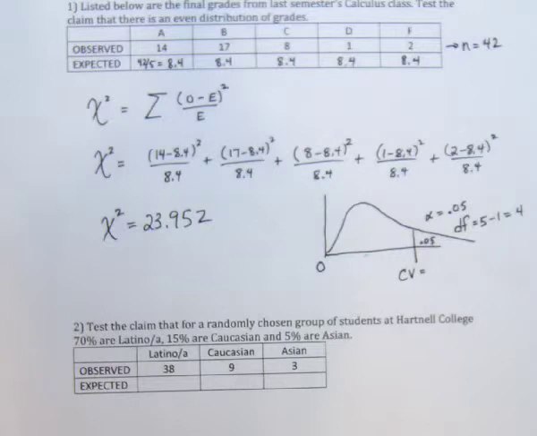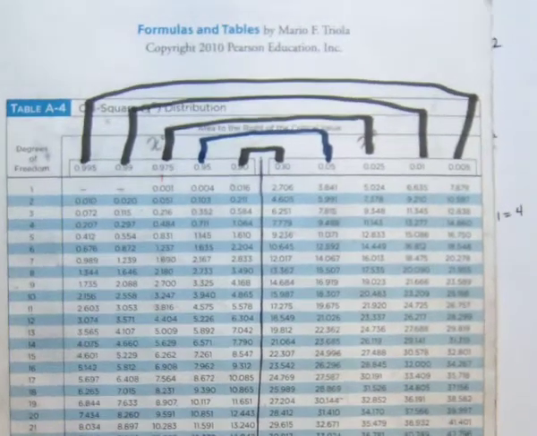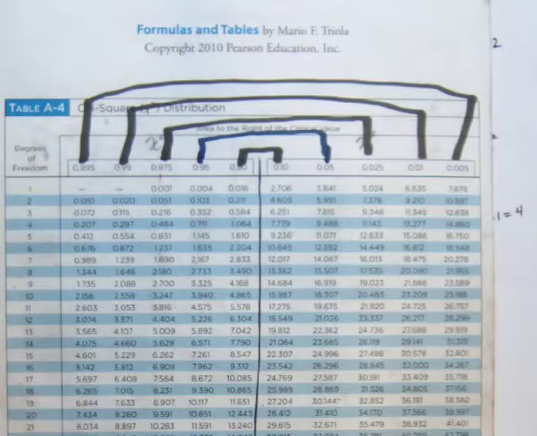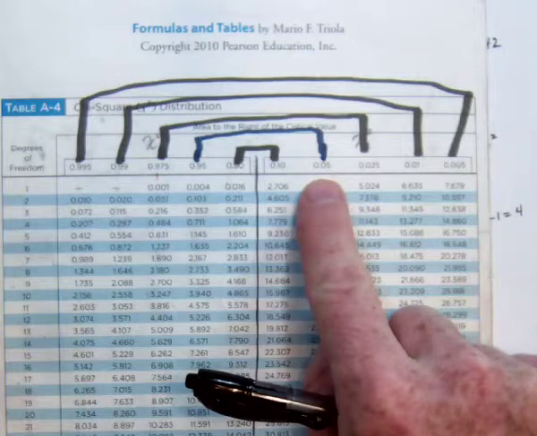So then on to the chi-squared table. Boy, I really need a new chi-squared table. Maybe for my birthday.